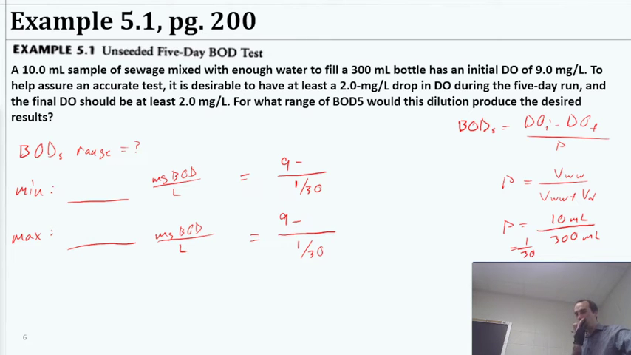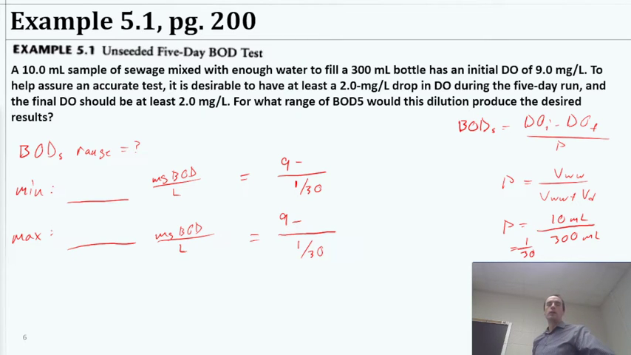So you kind of see the way I set it up here. For what range of BOD5 would we have a valid answer, with the BOD5 equation being initial minus final divided by the dilution factor. I could go ahead and solve for the dilution factor. Because we were given 10 milliliters of the sample, 300 milliliters total, that's a ratio of 1 to 30, or 10 to 300. And so I set it up with those two knowns, plus the fact that our initial DO is 9 milligrams per liter either way, right?